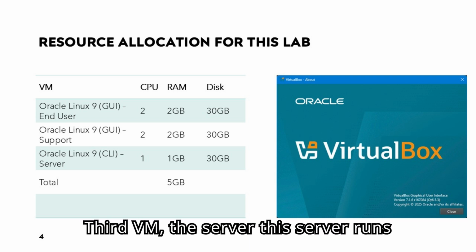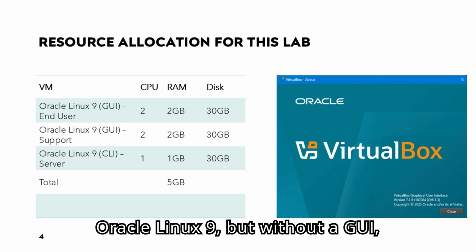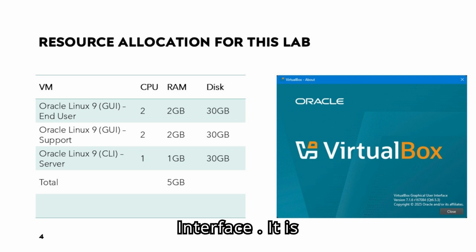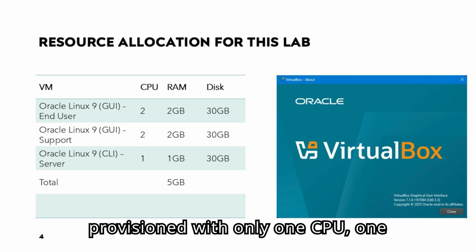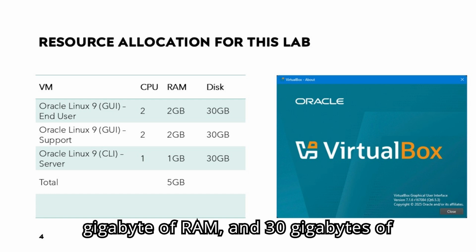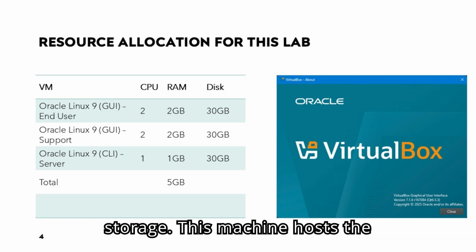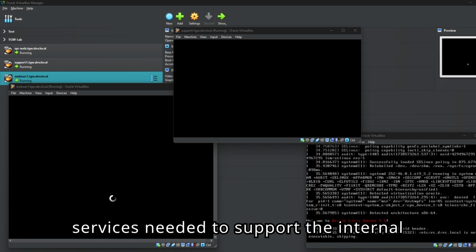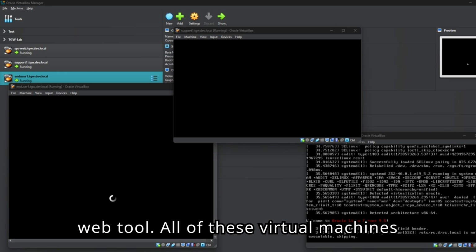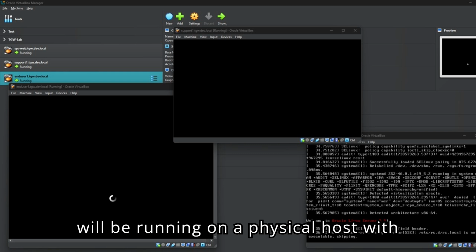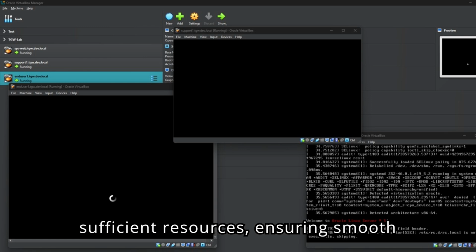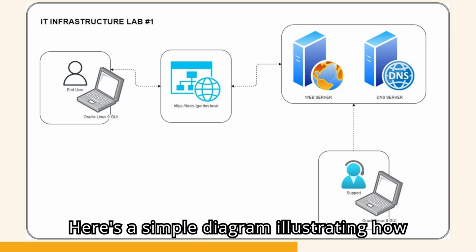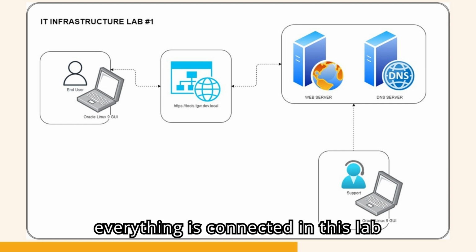Third VM, the server. This server runs Oracle Linux 9, but without a GUI, as it will be managed via command line interface, CLI. It is provisioned with only 1 CPU, 1 GB of RAM, and 30 GB of storage. This machine hosts the actual web server, DNS server, and other services needed to support the internal web tool. All of these virtual machines will be running on a physical host with sufficient resources, ensuring smooth performance for the demonstration. Here's a simple diagram illustrating how everything is connected in this lab setup.